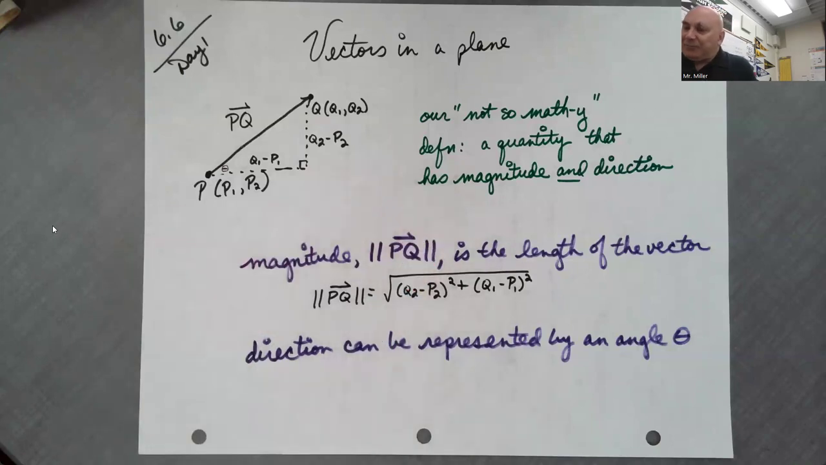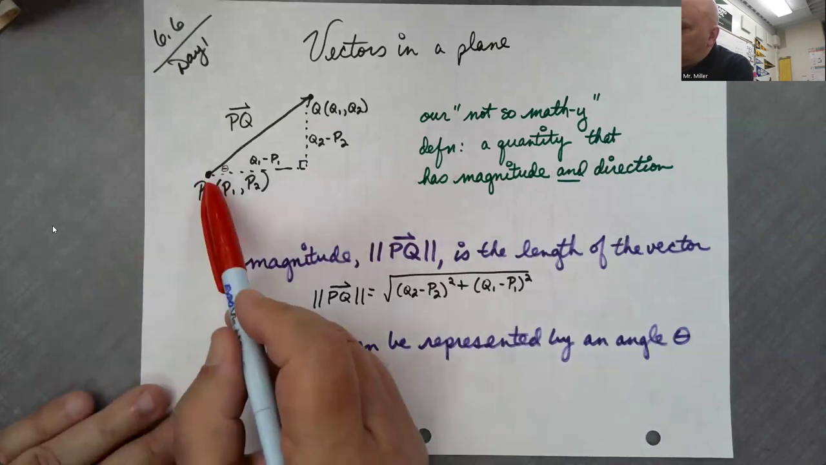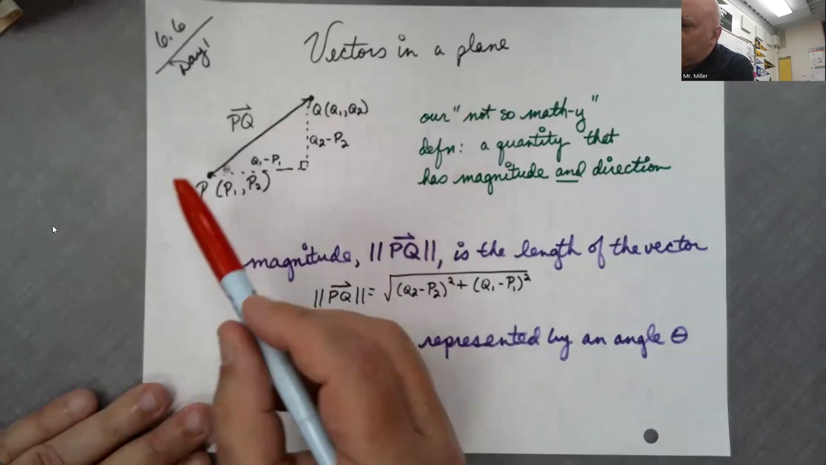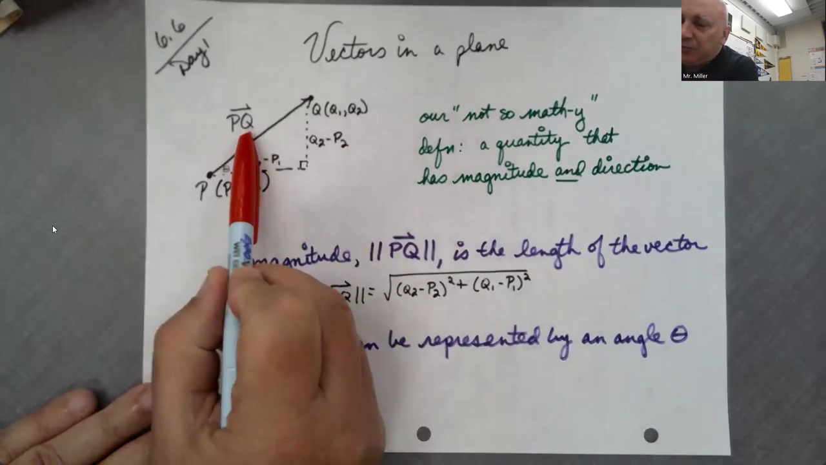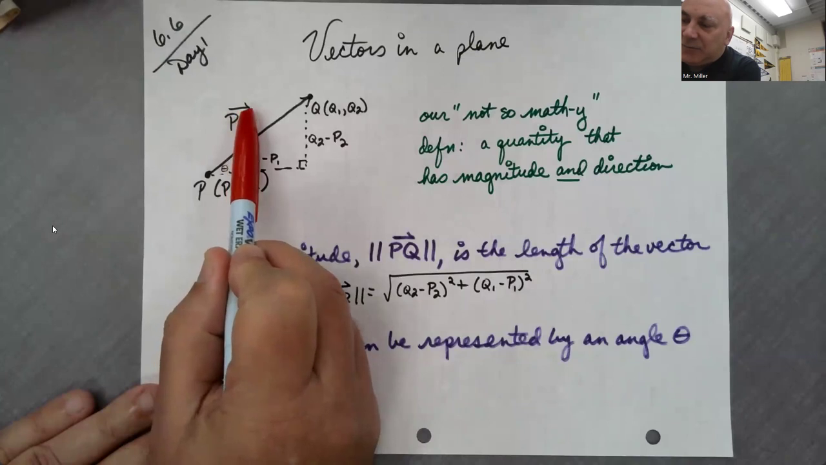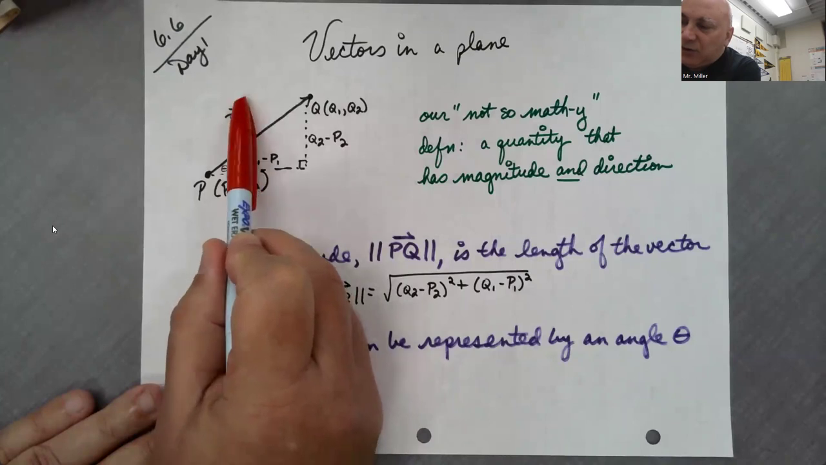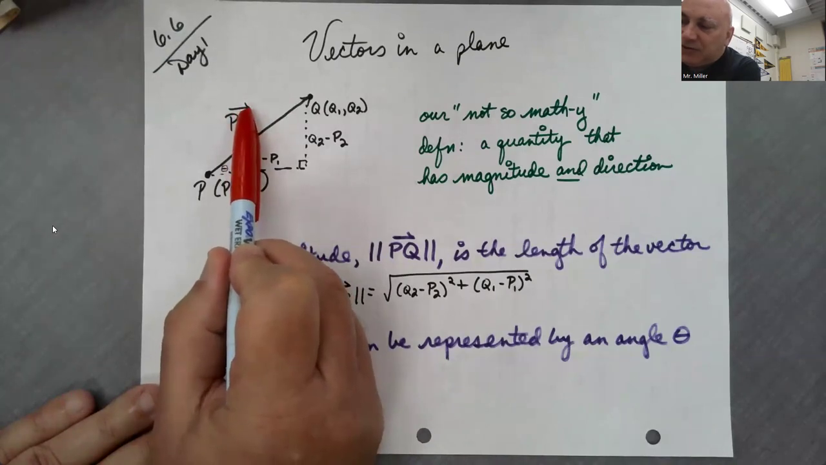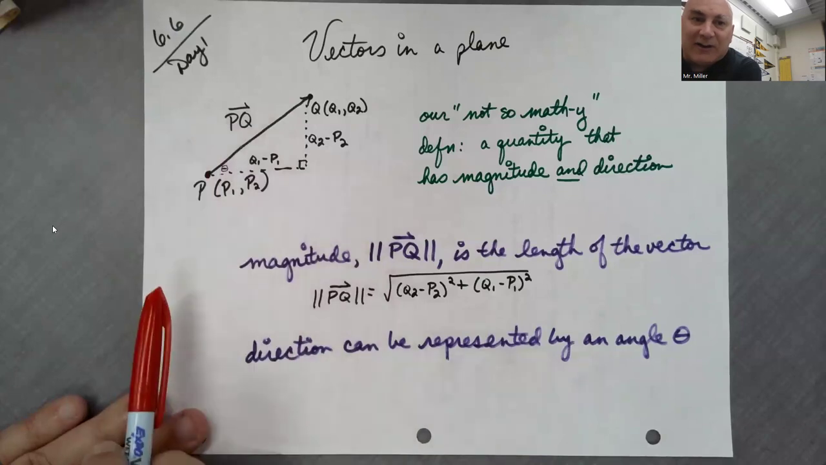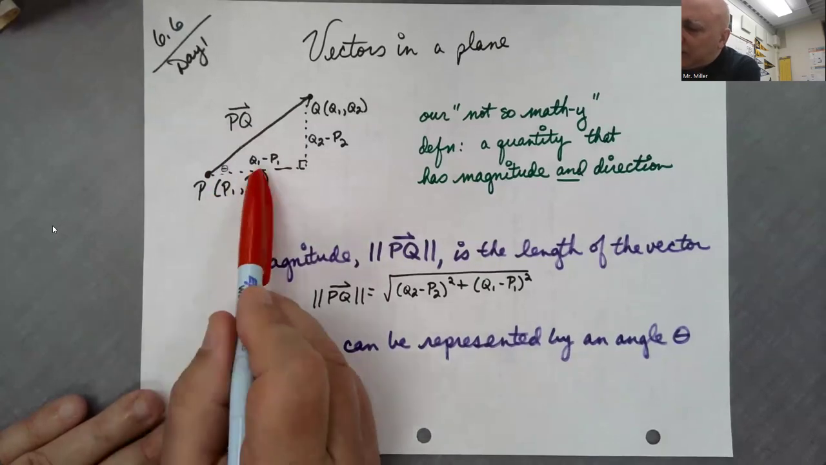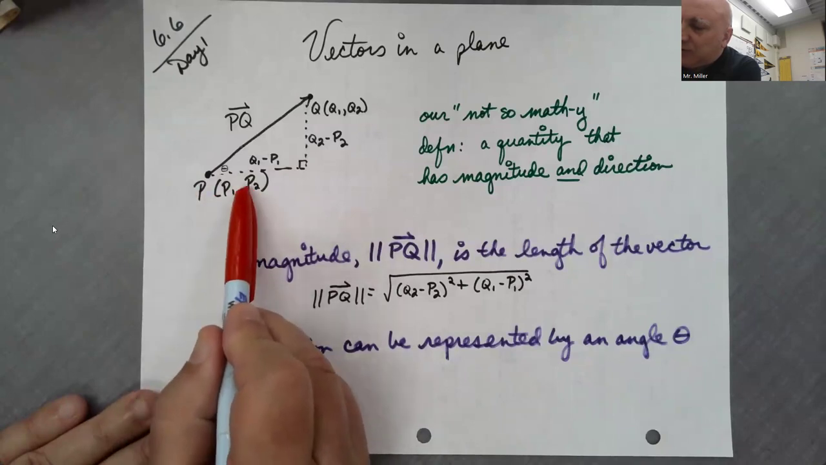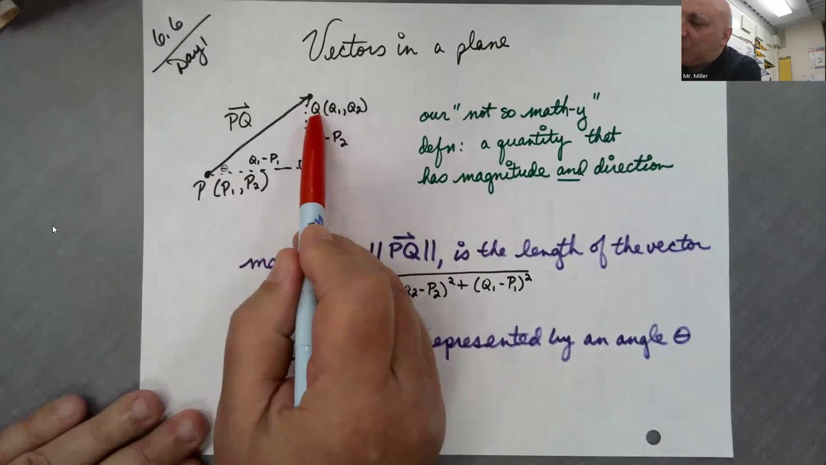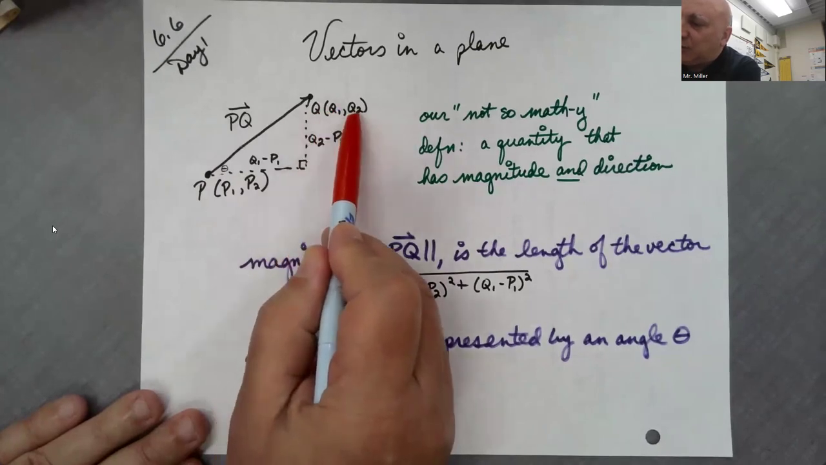A vector will start here at point P and go to point Q. So the vector from P to Q is called vector PQ. You'll notice that we have a ray-like symbol over it, but instead of two tails, it's just got the one. That tells you it's a vector. When you see the parentheses (P1, P2), that means this point has coordinates P1, P2. This point has coordinates Q1 and Q2.